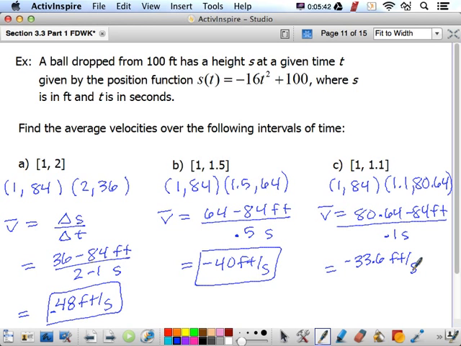Yeah. Correct. Okay. All right, so let's stop there for the day, and we'll look at this versus instantaneous velocity at the beginning of class next time.